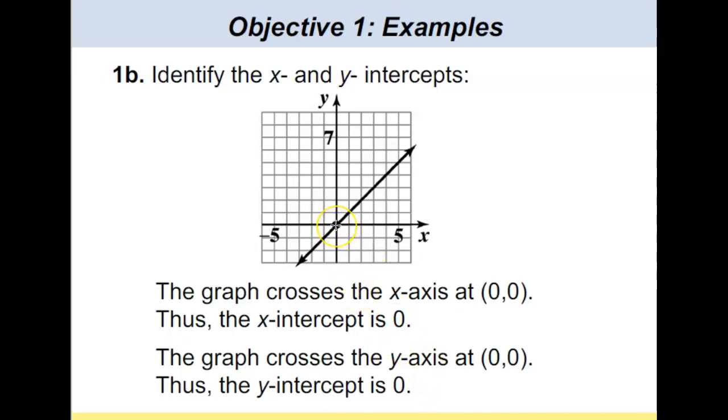That's the only time they'll be the same, when they're both 0. So the x-intercept is 0, the y-intercept is 0, the x-intercept point is (0, 0), the y-intercept point is (0, 0). So this won't help you graph this particular line because you will only have one point. When the intercept comes out at (0, 0), you're going to have to find another point to make the graph.